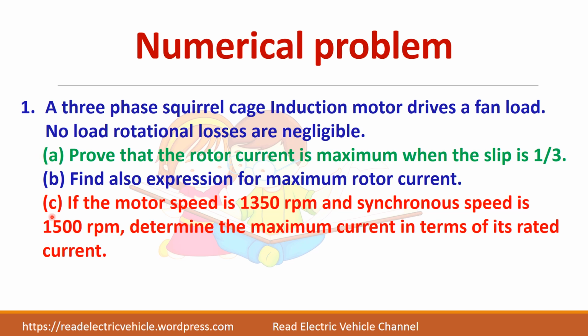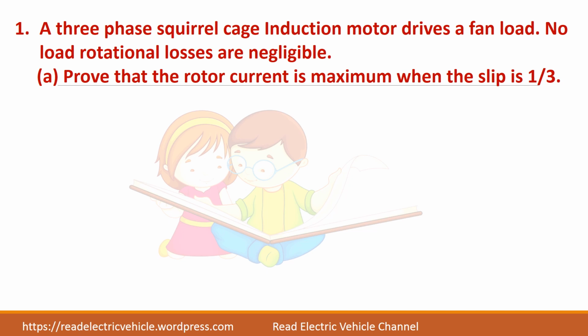So there are 3 subdivisions. Let us go one by one. The first one is that we should prove that the rotor current is maximum when the slip is 1 by 3, and fan load is given and the rotational losses are negligible. Let us take the first part alone.